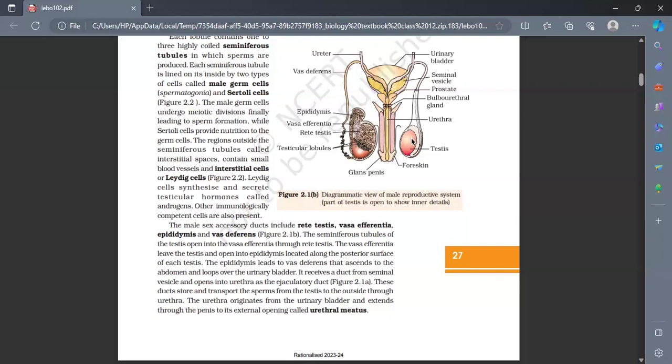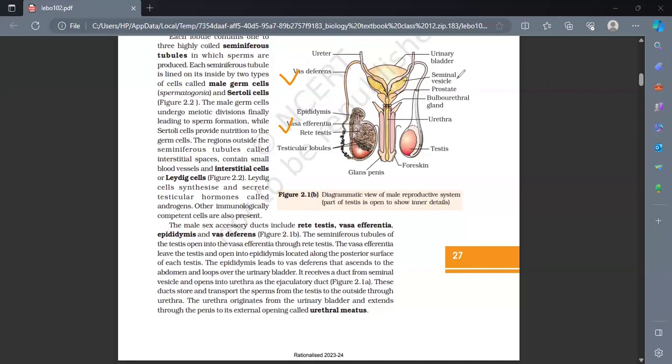Then, because the testes are in an extra-abdominal region, from the testes you have the vasa efferentia coming out, and then different structures leading to the vas deferens. So you have the vasa efferentia, vas deferens, okay? And then the vas deferens and the ureter together open through a common passage.